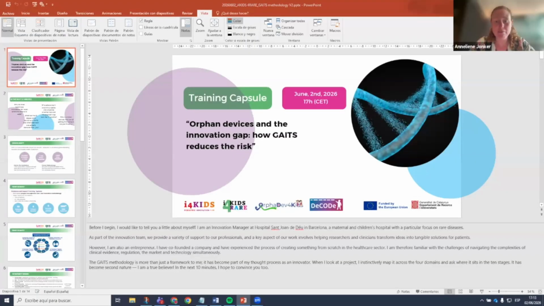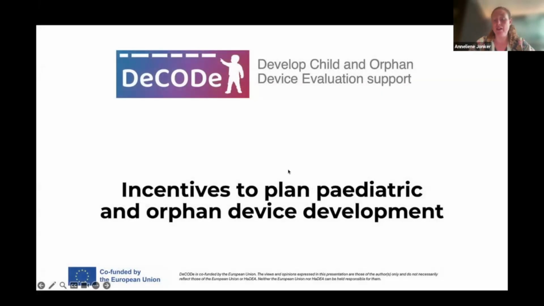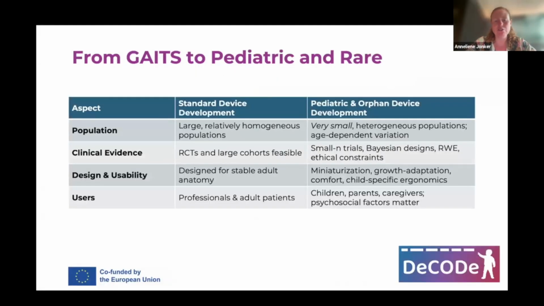So thank you, Sofía. Happy to take over and walk you through what is possible to do with the GAITS framework. Let me, for that purpose, put my slides in presenter mode. So where Sofía just ended, I'm happy to take over.